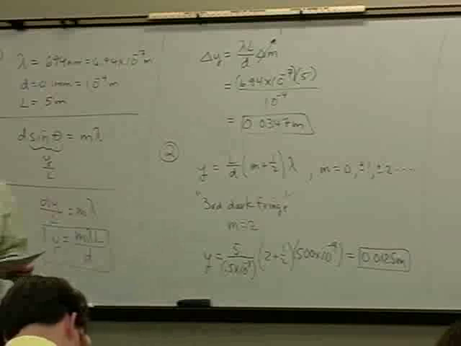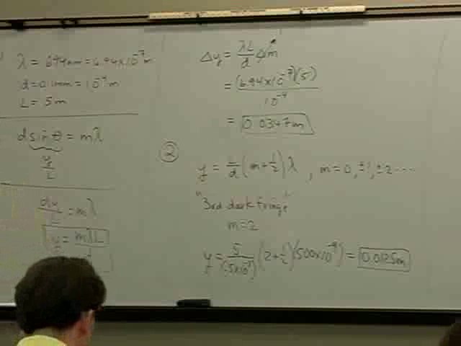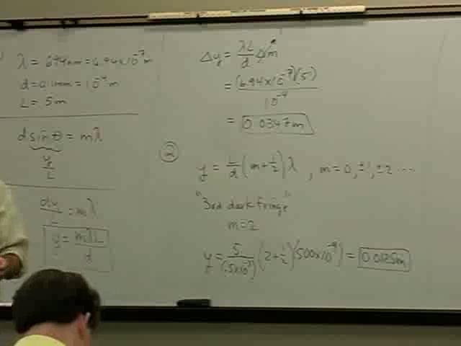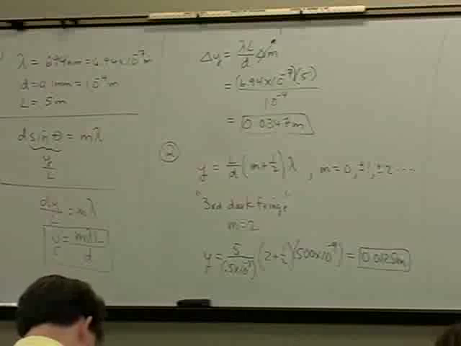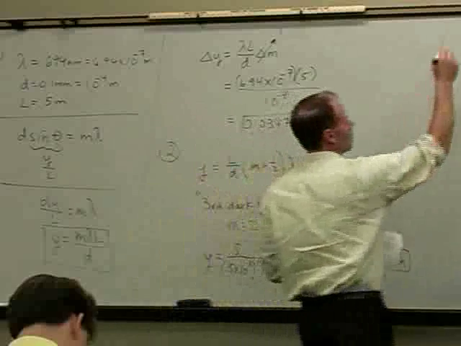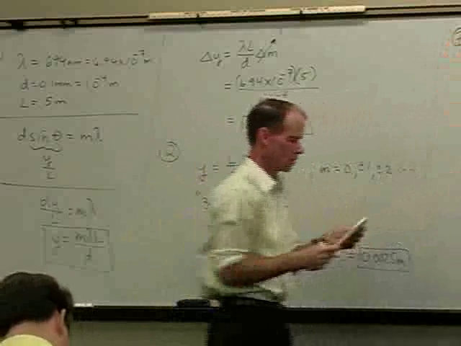Try an intensity problem. Take a look at problem number 7. Two slits are illuminated with green light, wavelength 540 nanometers. The slits are 0.05 millimeters apart, and the distance to the screen is 1.5 meters. At what distance, in millimeters, is the average intensity 50% of the central maximum?